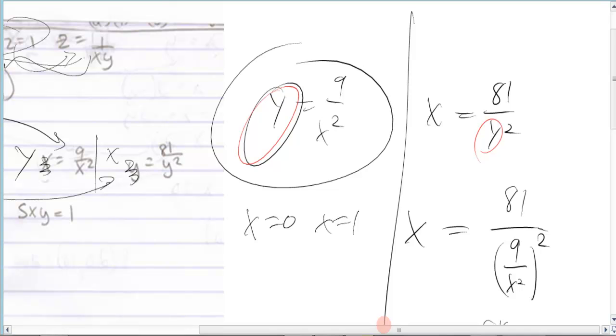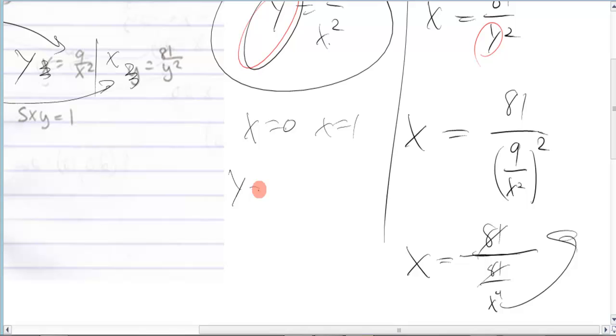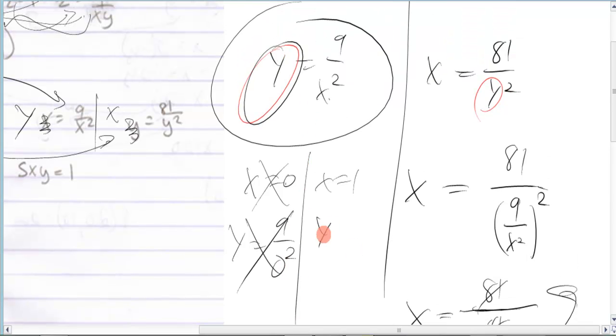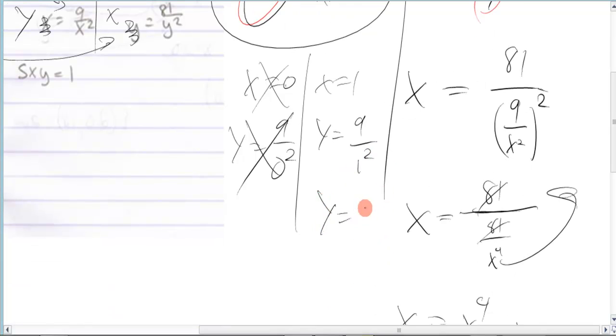So here's the fun part. If I substitute in 0, that would give me y equals 9 divided by 0 squared, and immediately we should be saying, nope, not going to be an answer, because that's undefined. So then we go to the other one, which would give me y equals 9 divided by 1 squared, which means simply y equals 9. So there is my x value, there is my y value. Now I have an x value of 1, a y value of 9.